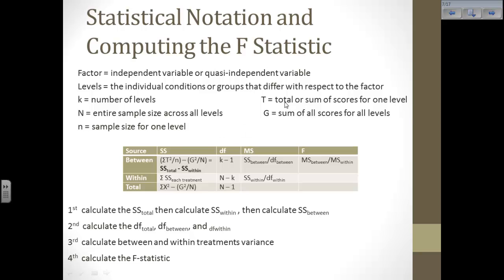Then T is the total or the sum of X for a single level. T stands for total. And then G is the grand total for all the scores across all the levels. So similarly to N, if you think about the relationship between G and T, the sum of all the T's will give you G, because you're adding all the scores for all the levels to get G.